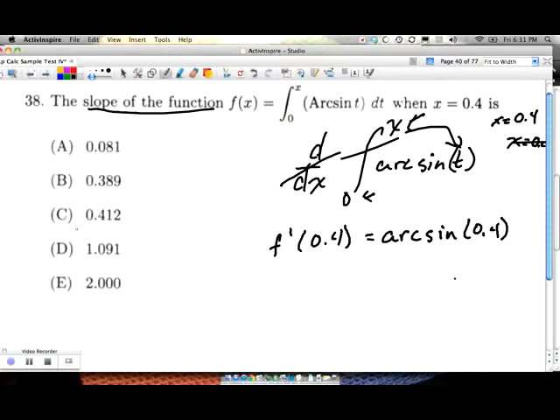That means we're going to do second sine, arc sine of 0.4. 0.4115. I guess that would be this one here, C. That was a super fast question.